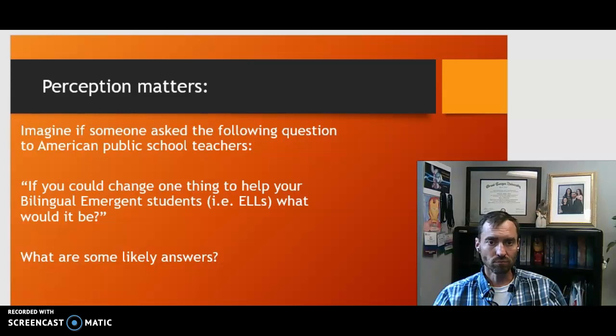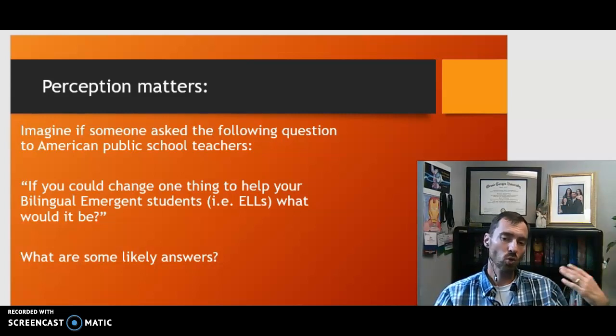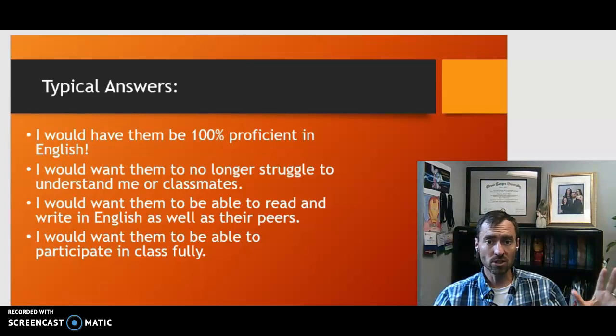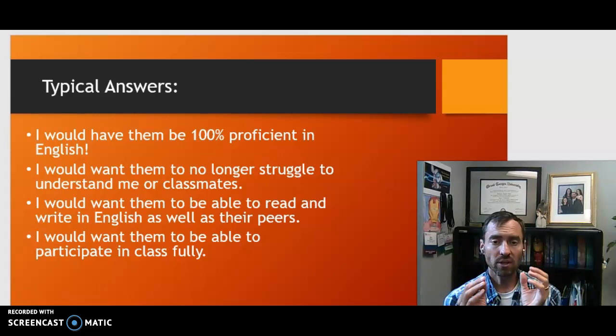All right, so this is a perception thing. If someone asks a teacher, what would you do if you could change one thing to help your bilingual emergent students, usually referred to as ELLs, what would it be? So normally I'd pause, do this activity with you guys in person, but I'm just going to show you the typical answers I get. And they're all good answers, but typically it's, I want my students to learn English, I want them not to struggle to understand me, I want them to be able to participate fully in class. Okay, so typically the concept is I want them to learn English as fast as possible.